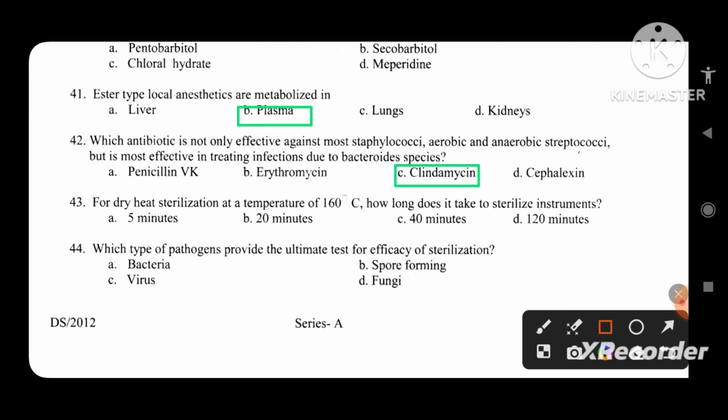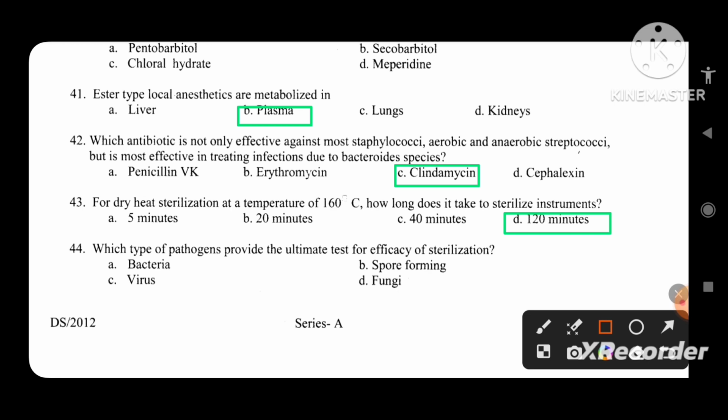For dry heat sterilization at a temperature of 160 degrees centigrade, how long does it take to sterilize instruments? Options are 5 minutes, 20 minutes, 40 minutes or 120 minutes. In dry heat sterilization at a temperature of 160 degrees centigrade, it takes 120 minutes to sterilize instruments.